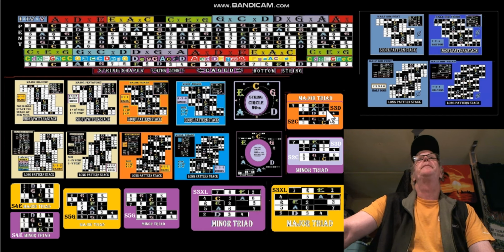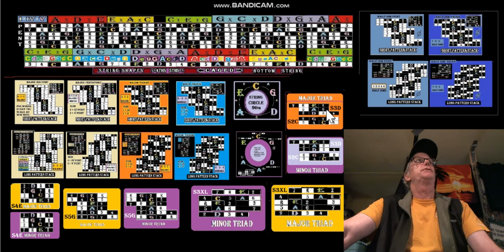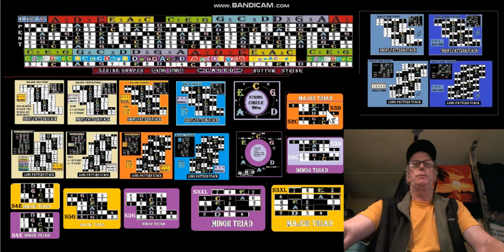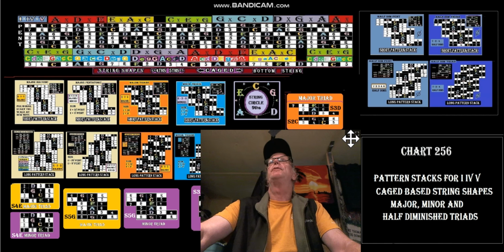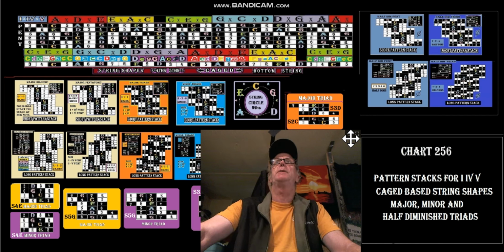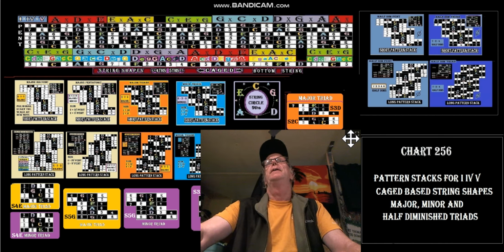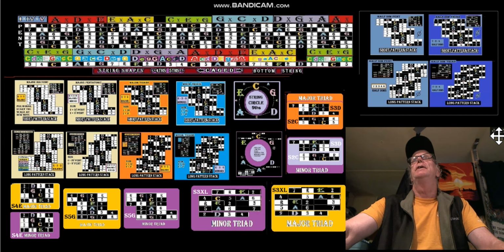So here we go. We're just going to run the lesson as usual today, and let's see what we've got. Pattern stacks for 145 cage-based string shapes, major, minor, and half diminished triads. That's a lot in one sentence.